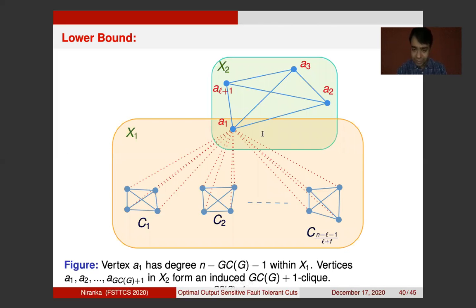So this is our family of graphs that we construct. L here is the global min cut value of G. And suppose we have a clique on L plus 1 vertices for this partition X2. And in X1, A1 is the common vertex, and from A1 you have these red dotted edges going to the rest of the vertices, which is n minus L minus 1. And these blue dashed structures are all cliques on L plus f vertices.